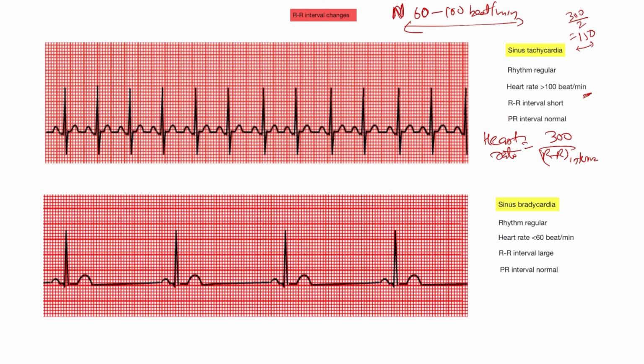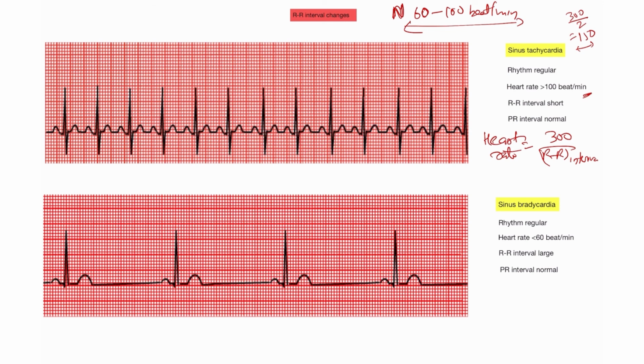Now sinus bradycardia. In the case of sinus bradycardia, you will see the rhythm is also regular, because the P wave is present, and the rhythm is normal because the P, Q, R, S waves are all present, and the heart rate is less than 60 beats per minute. Why less than 60? Because you will see a very large gap between the RR intervals.